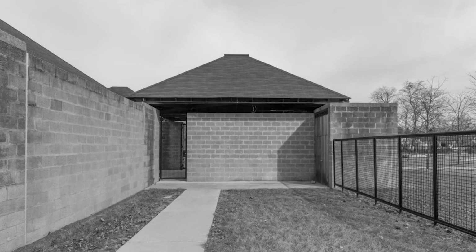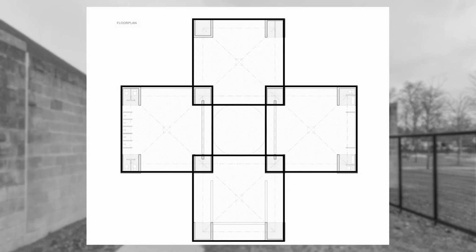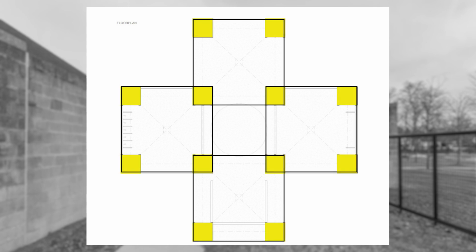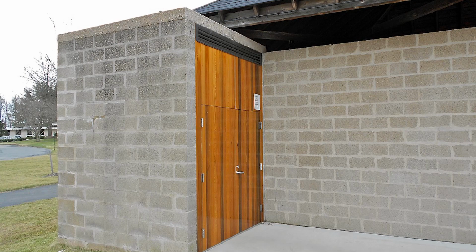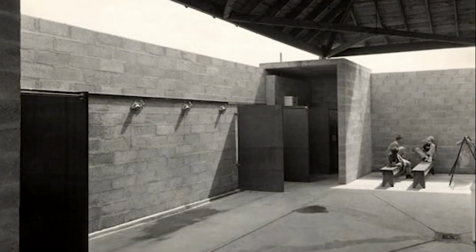There is a clear logic applied. The five dominant squares are the spaces that serve the users, while each corner of every square would have a subservient square for utility purposes. These would include storage, entry points, toilets, manager's office, and pool control room.